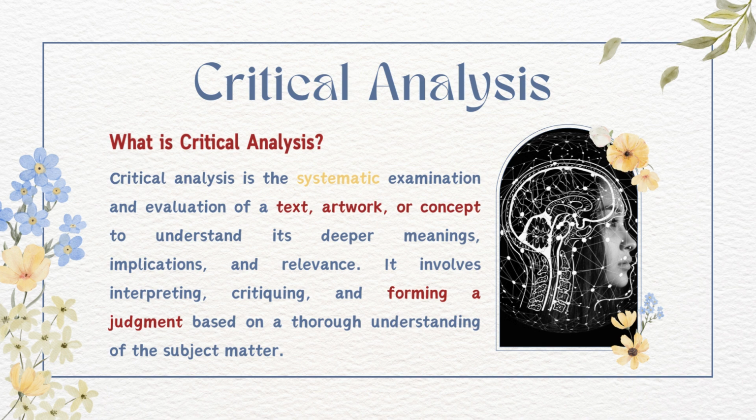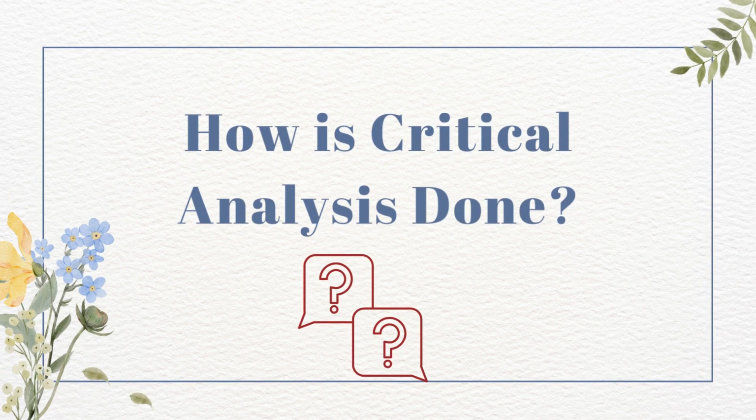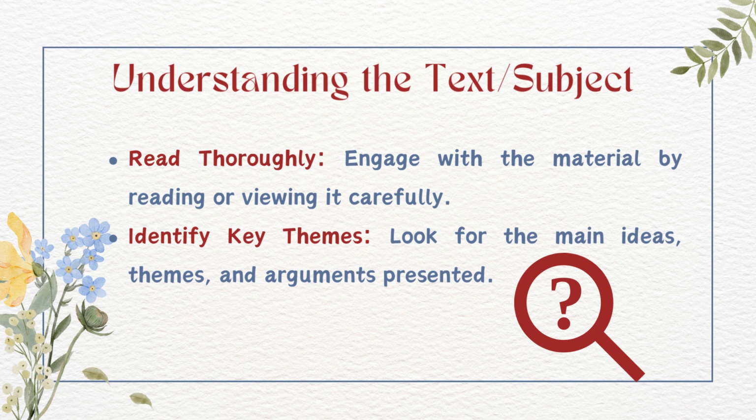This is not just about reading or observing, it is about engaging with the material on a deeper level, questioning it, and interpreting it. Now let's see how critical analysis is done. There are several steps to do a perfect critical analysis. The first step in critical analysis is to thoroughly understand the text or subject you're analyzing. This means reading or viewing carefully and then identifying key themes.